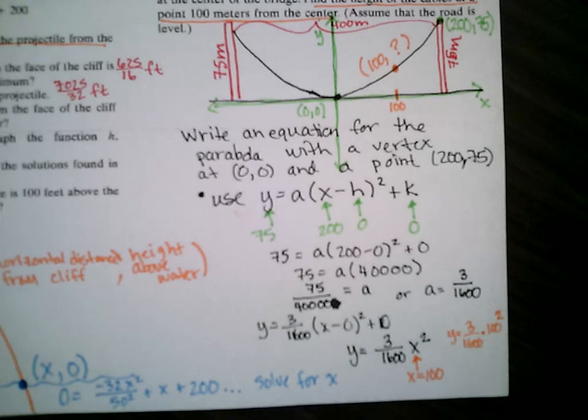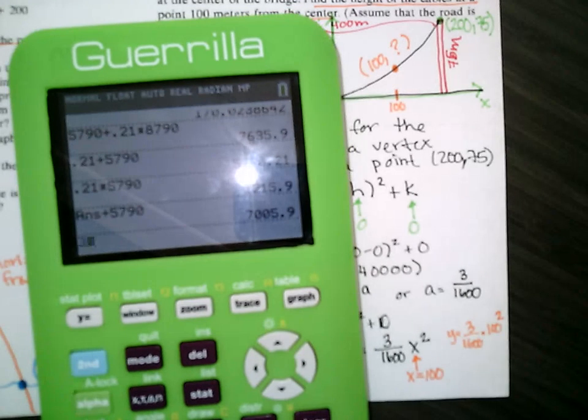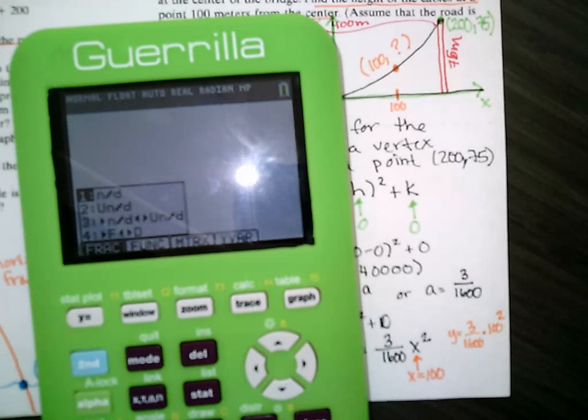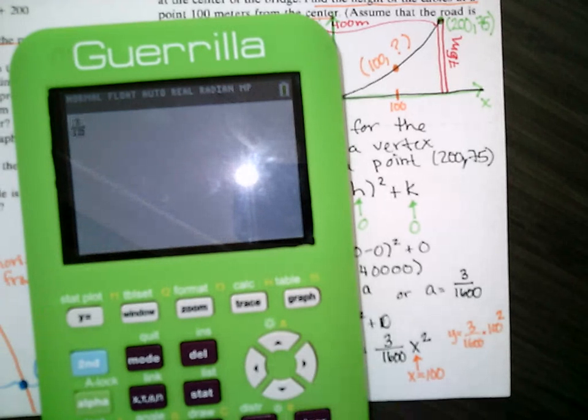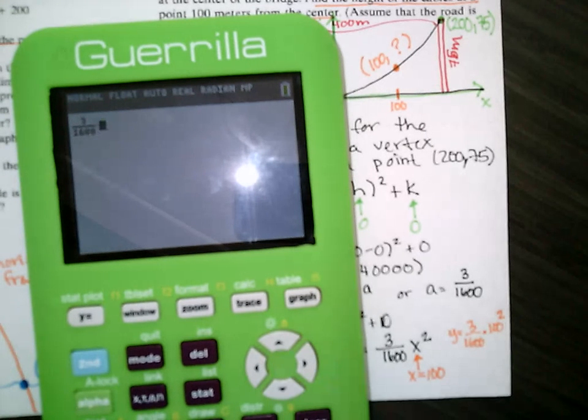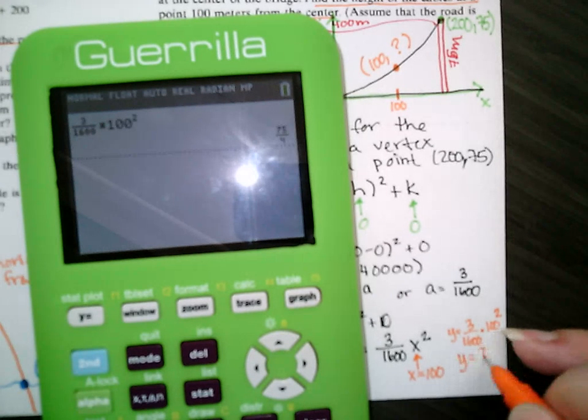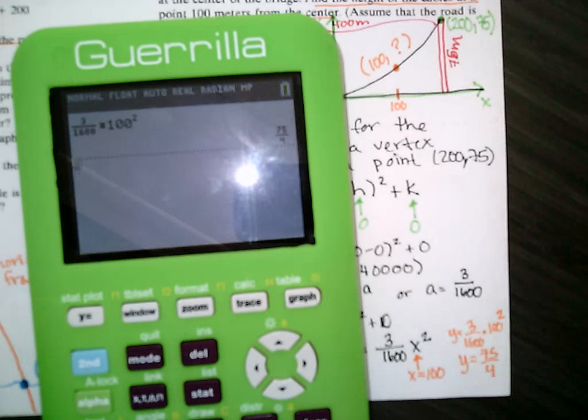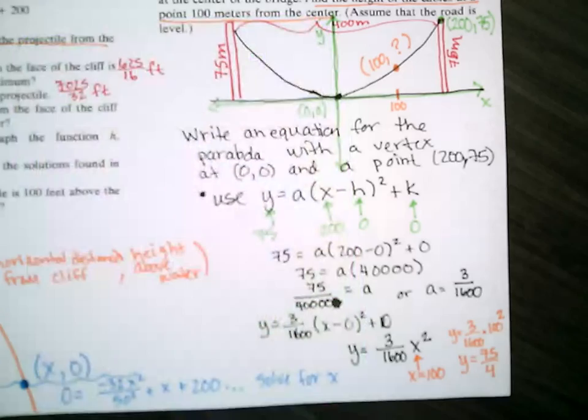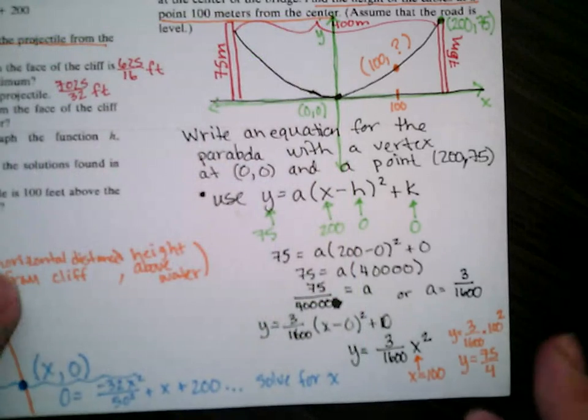Should have a calculator here somewhere. So we got 3 over 1,600. Oh, I could have made that my fraction button. I'll do that. That'll be fun. So 3 over 1,600 times 100 squared. So that is 75 fourths. So whatever 75 divided by 4 is, 18.75. So that cable would be 18.75 feet, or excuse me, meters above the ground.